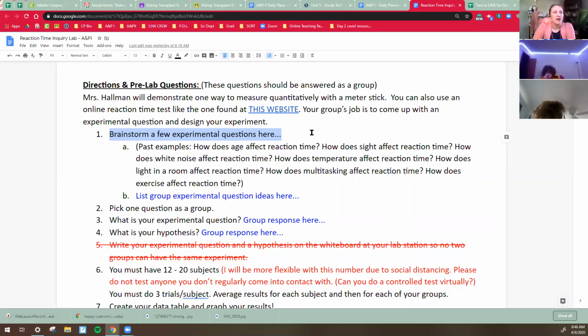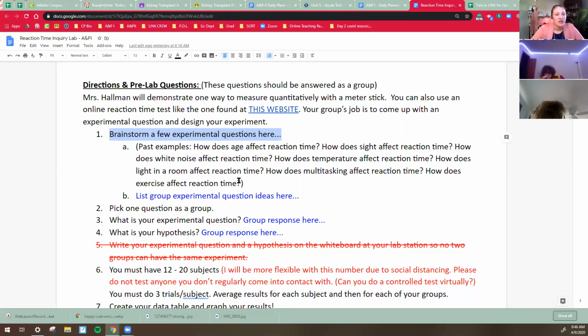I've had people play around with lights. People played around with strobe lights before. How does multitasking affect reaction time? This one's really interesting because you can have the person text on one hand and then try to do the click reaction time test on the other. How does exercise affect reaction time? So you can have them do jumping jacks before or after the test.